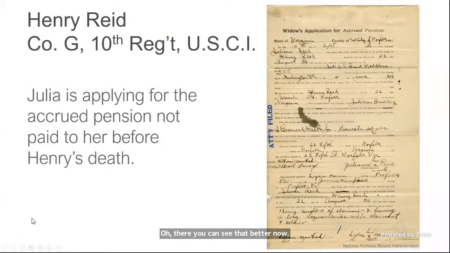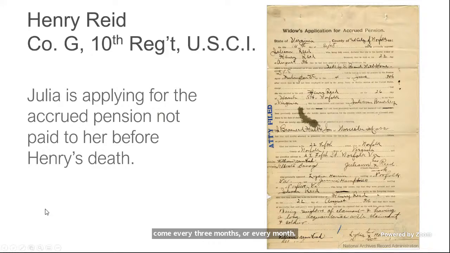Okay, now when Henry died, Julia is now applying for the accrued pension that was not paid to her between the last payment and when Henry died. So she wants that money for those couple of weeks or month that he was still alive. The payments come, I think it's different in different years. Sometimes they come every 3 months or every month. So that's what she's doing here.